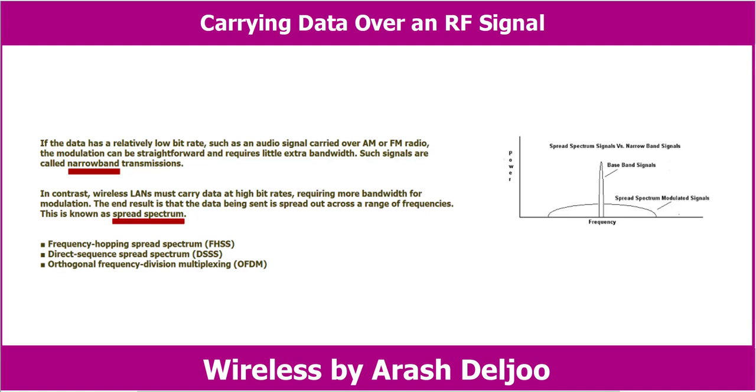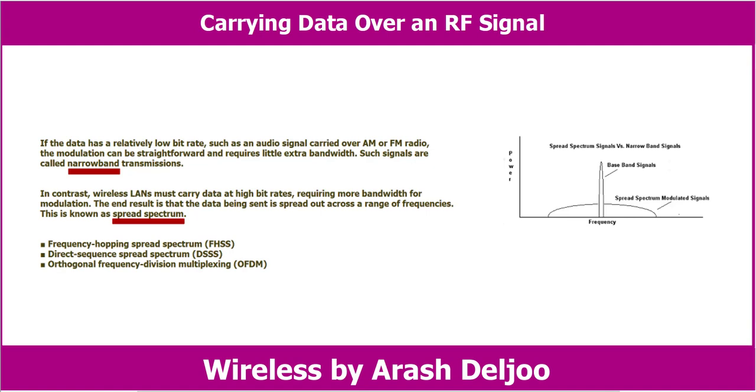If the data has a relatively low bit rate, such as an audio signal carried over AM or FM radio, the modulation can be straightforward and requires little extra bandwidth, and because of that, such signals are called narrowband transmissions. In contrast, wireless LANs must carry data at high bitrate, requiring more bandwidth for modulation.